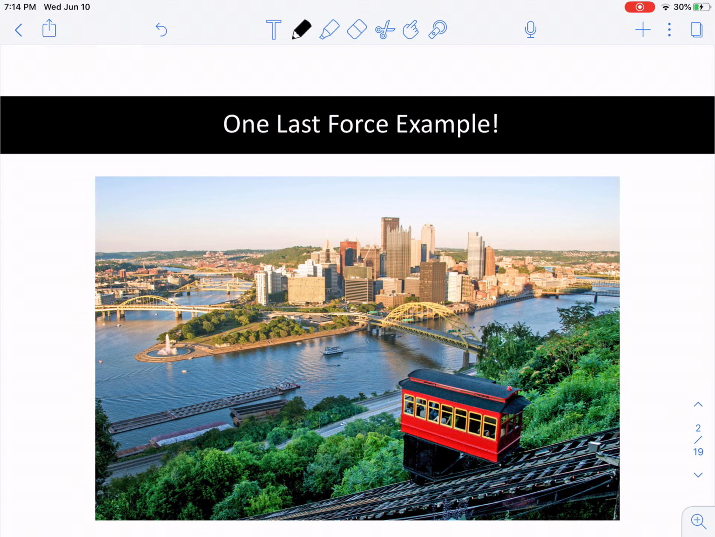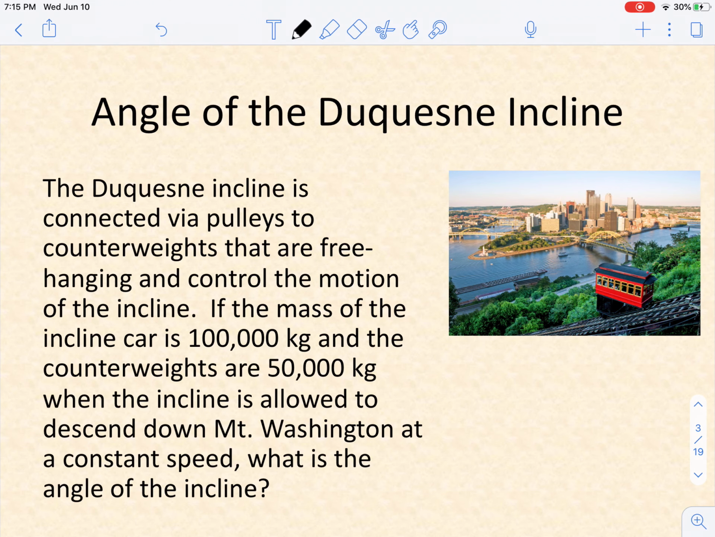and so I thought we would do a little bit of a real life one here where we're going to figure out the angle of the Duquesne incline. So based upon the following information, it's possible to figure out what the angle is going to be. It may not seem like much, but if we think about the mass of the inclined car and the mass of the counterweights, it turns out to be sufficient.